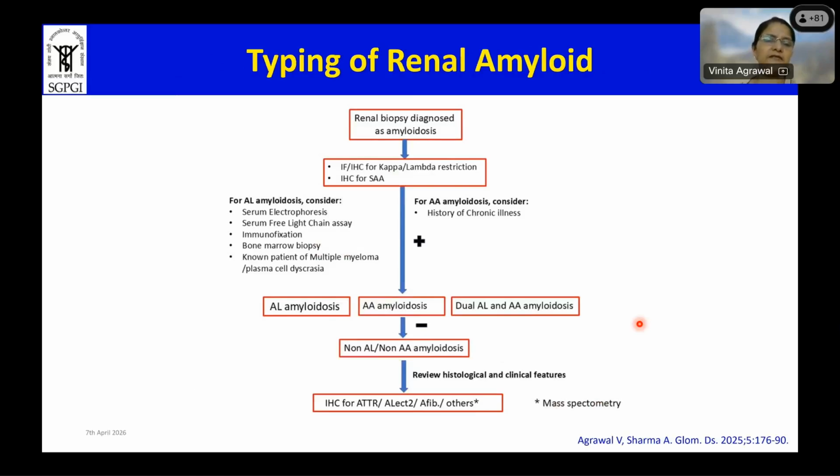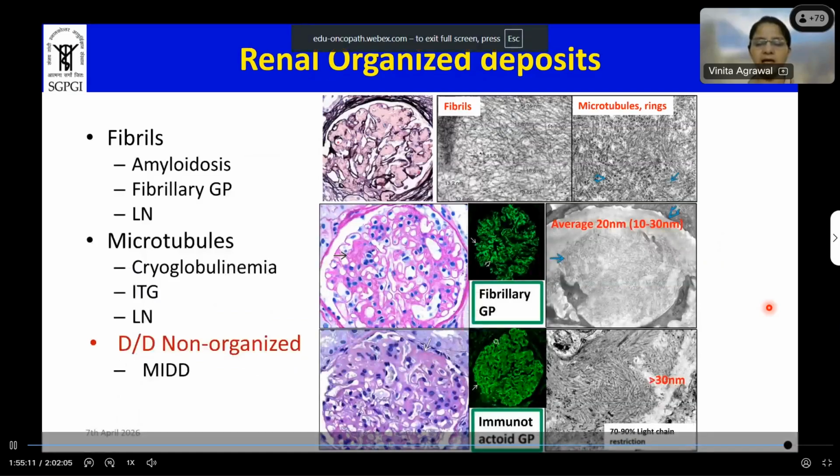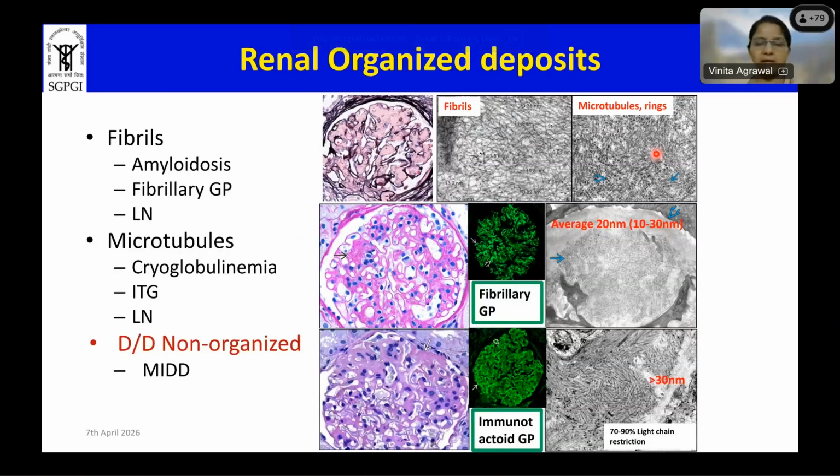So these are the different types of amyloids that we see. This is amyloid A, amyloid AFib. This was a case of leukocyte chemotactic factor 2 (LECT2) amyloid, which typically presents with interstitial amyloid deposits. Okay. So always remember that once you have made a diagnosis of renal amyloidosis, always try to type it. So these are the other conditions which I was talking about, the fibrils, microtubules. Fibrils are seen in fibrillary, immunotactoid shows you a typical tubular arrangement, and depending upon the diameter and the organization, you can make a definite diagnosis.